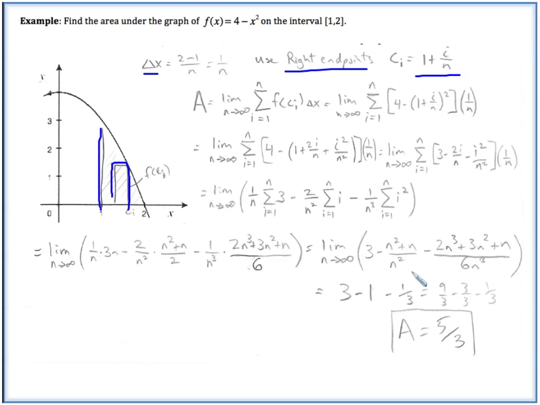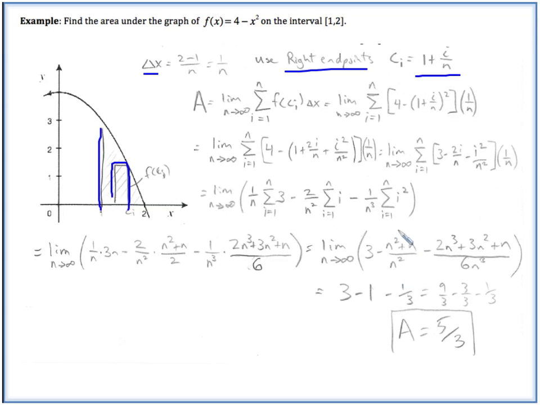Again, I'm showing a little more work than what's necessary. And then here I showed the multiplications right here. Okay, from there you can take the limit. Well, this is already a constant, so that if n changes, it's still going to be 3. So we get 3 there.